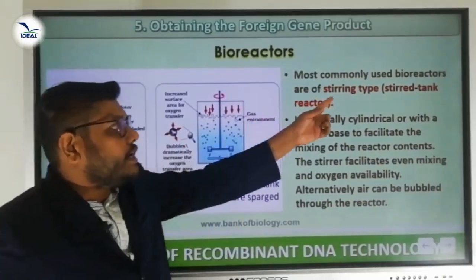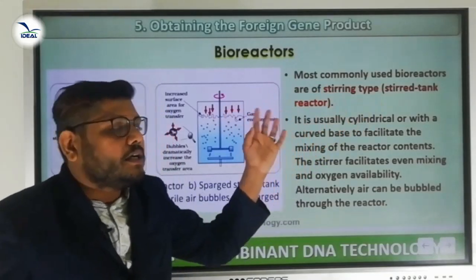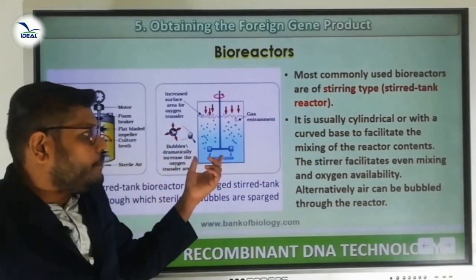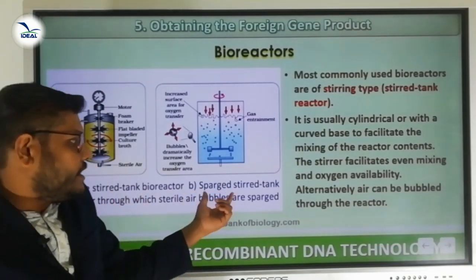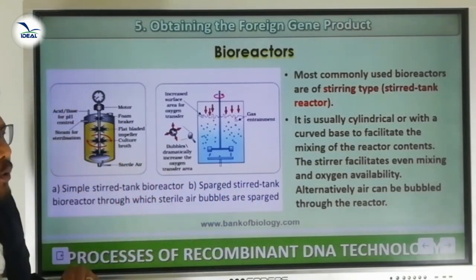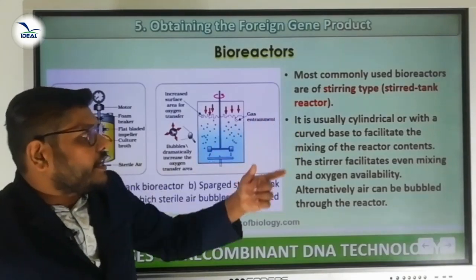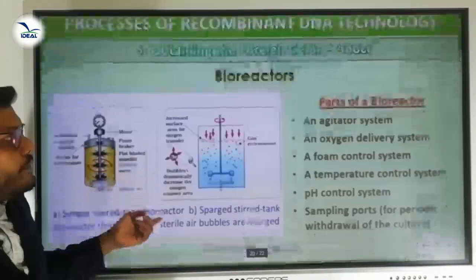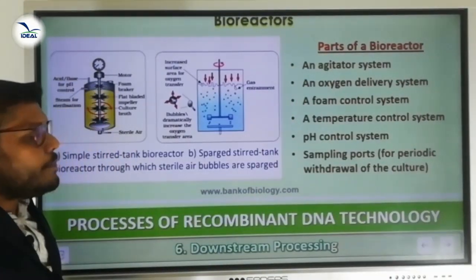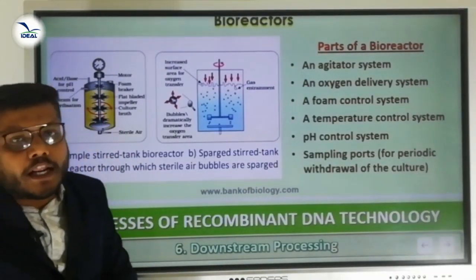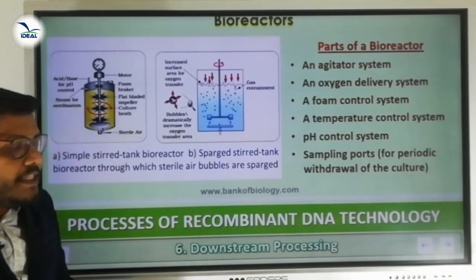So the most commonly used bioreactors are the stirring type bioreactor or stirred tank bioreactor. Here two types of bioreactor are given. One is the stirred tank bioreactor and another one is the packed stirred tank bioreactor. Stirring type bioreactor consists of the following parts: an agitator system. For what purpose? For mixing that particular material. One agitator system is present.